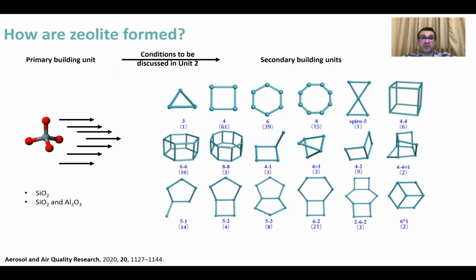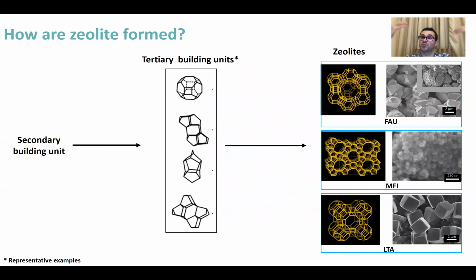Well, then with the primary building units, the SiO2 or Al2O3, as you call them, primary building units, you can construct during the reaction secondary building units of more sophisticated forms: triangles, squares, octagons, and more. These are called secondary building units. We will see in the next unit, unit 1, how to produce them. And these secondary building units will give us tertiary building units, which are more sophisticated, more organized.